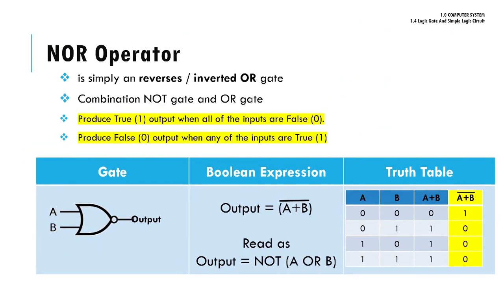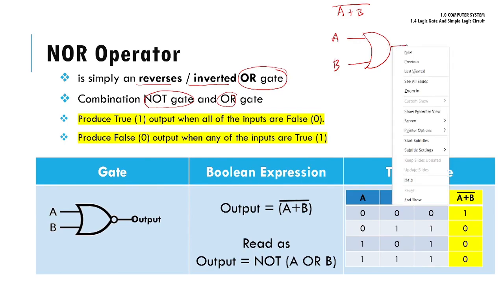Next, the NOT OR operator. The NOT OR operator is simply a reverse, or inverted, OR gate. We have already seen the OR gate. If the OR output is 1, then with NOT OR it becomes 0. That is a combination of the NOT gate and the OR gate. Say we have two variables, A or B, with a bar. It is in the form of A or B. This is the OR gate.